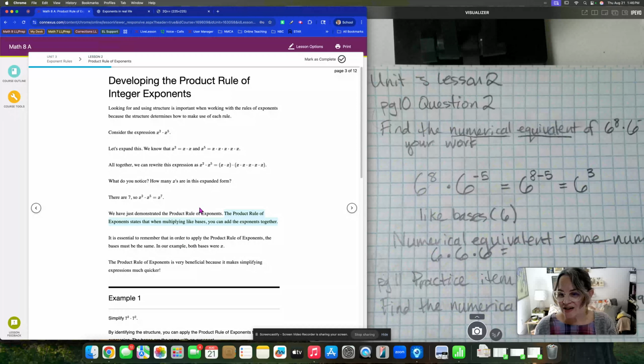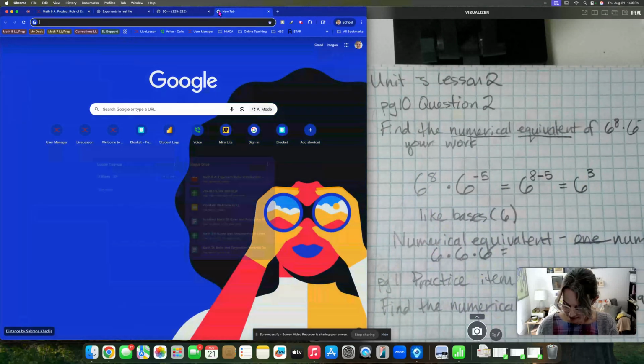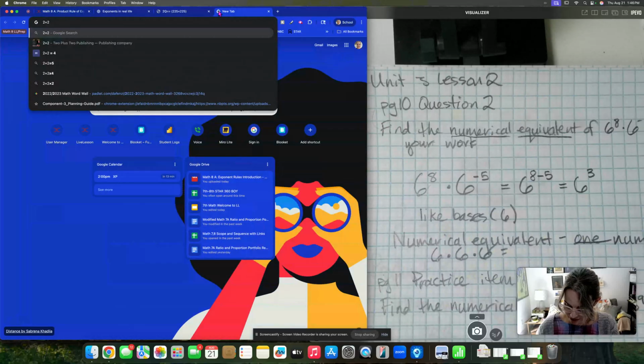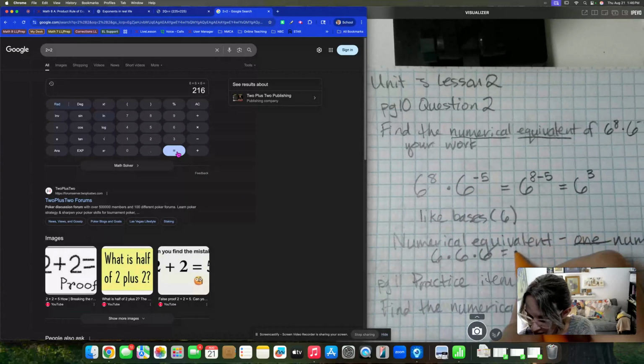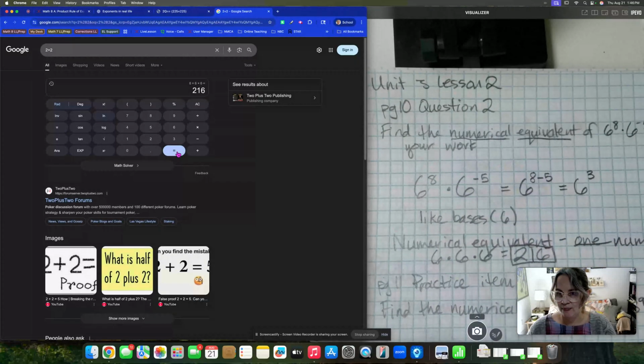Okay, and you can do that in the calculator, that's fine. I'm going to enter 2 plus 2 in a Google search. I'm going to clear that out. I just do that to get the calculator up. I put in 2 plus 2. 6 times 6 times 6, okay, is 216. And so that is what they want here for the numerical equivalent, is 216.